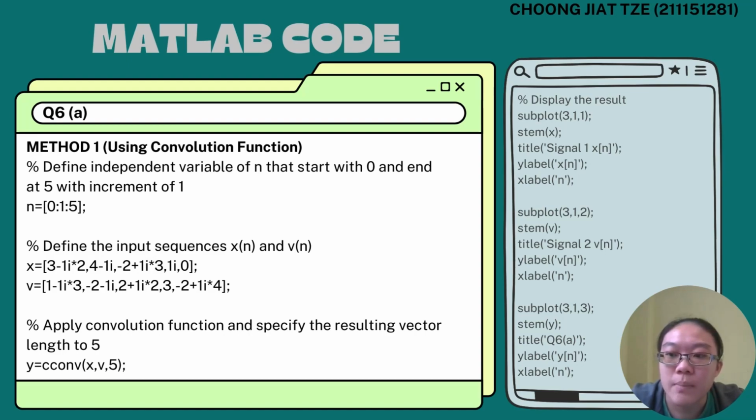First, I define the independent variable of n that starts with 0 and ends at 5 with increment of 1. Then I define the input sequences xn and vn. Convolution function cconv is applied, and since both signals have the same length, which is 5, the resulting vector is specified to 5. After that, the result and graph is displayed. Subplot function is used, and stem function is used to plot discrete signals. Title, y-label, and x-label functions are defined in order to label graph title, x-axis, and y-axis.